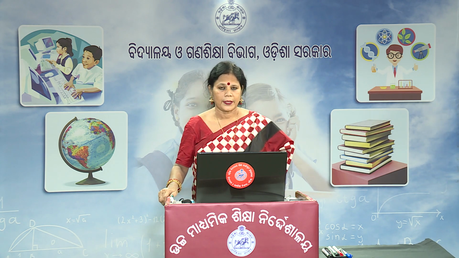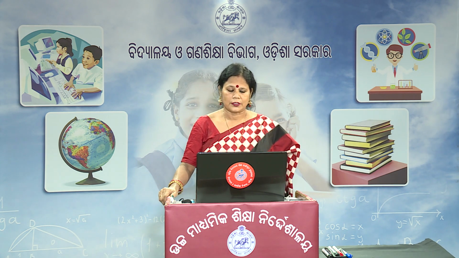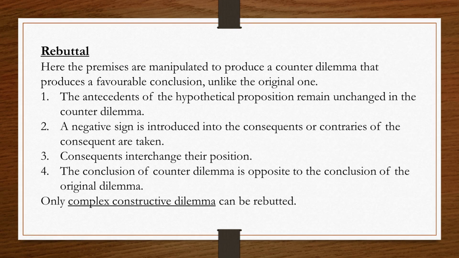You see, so what are the points? First, the antecedents of the hypothetical proposition remain unchanged in the counter dilemma. In the counter dilemma, the opposite dilemma, we do not change the two antecedents; they remain as they are. Then next step, a negative sign is introduced into the consequent or contraries of the consequent are taken.